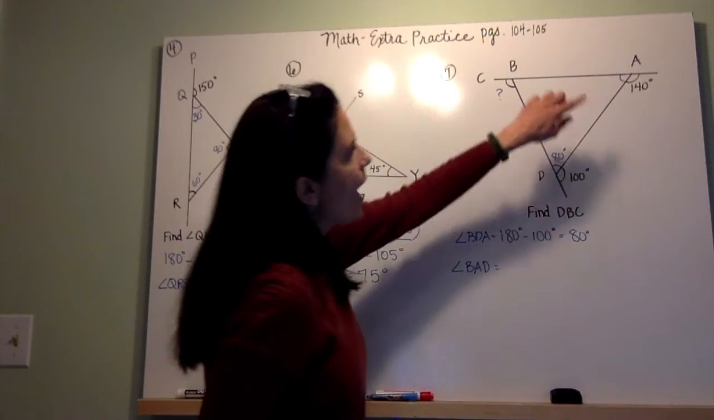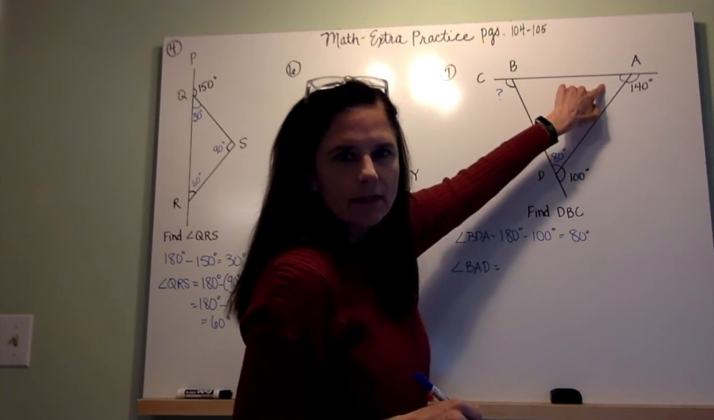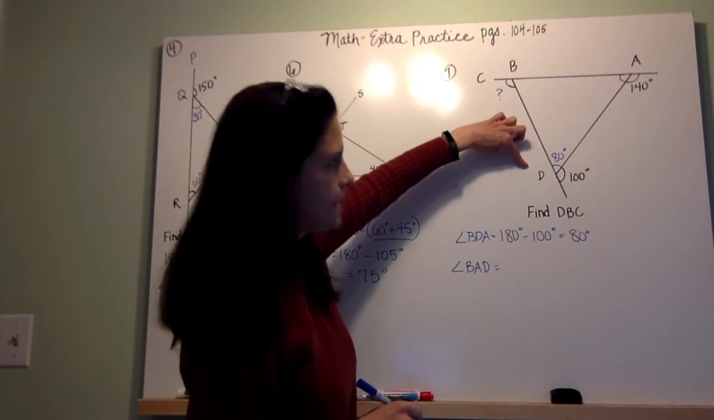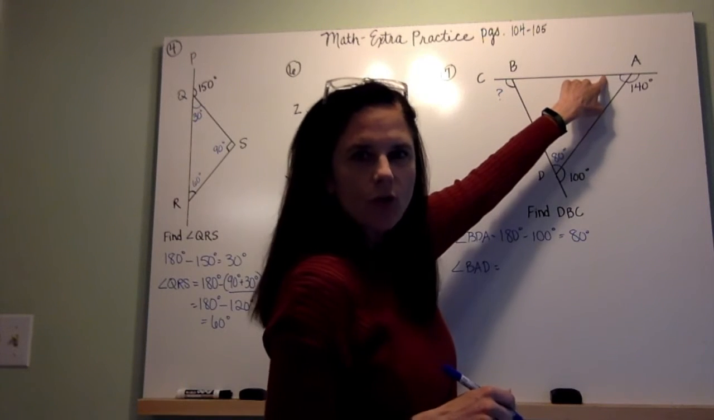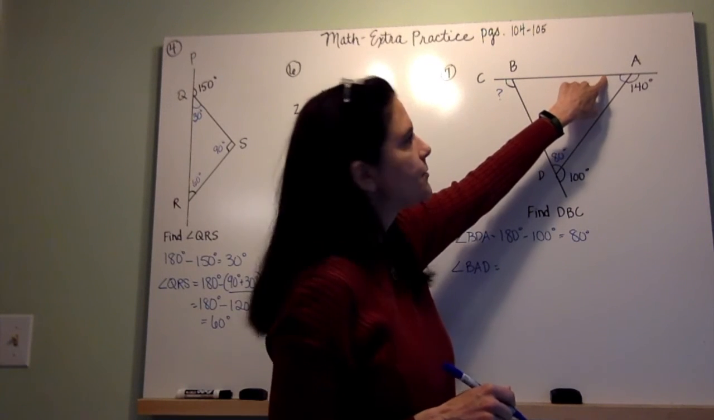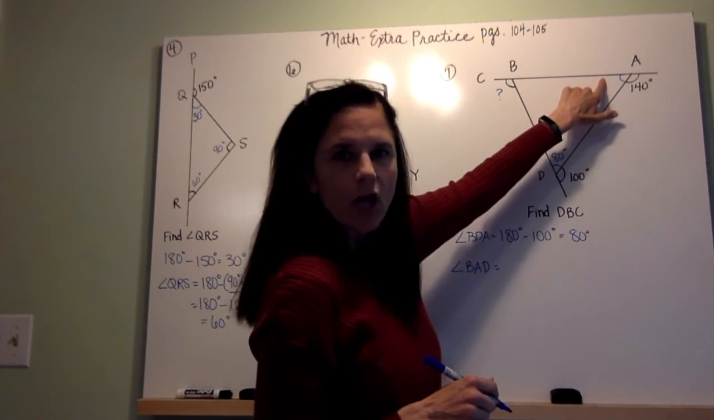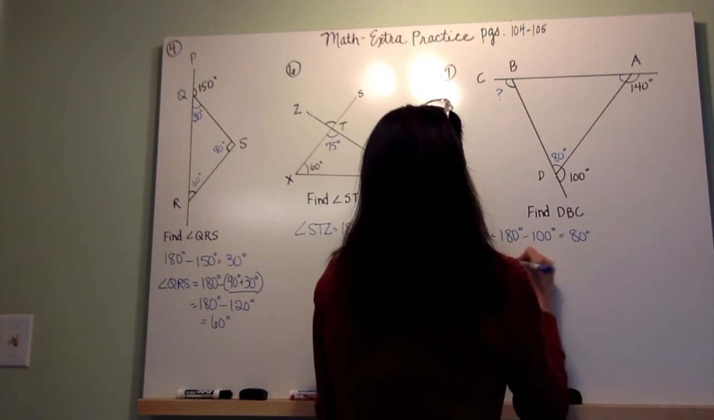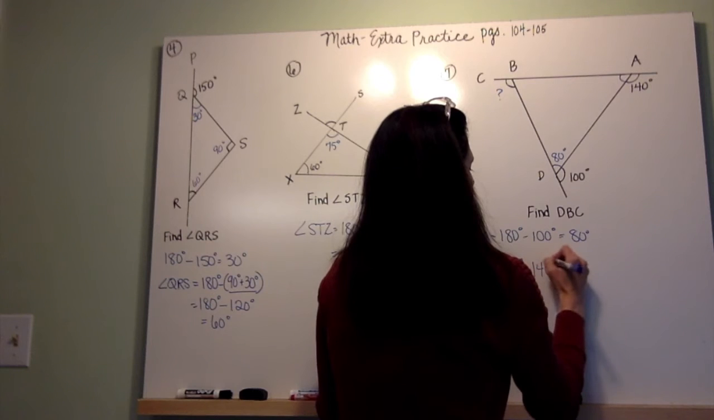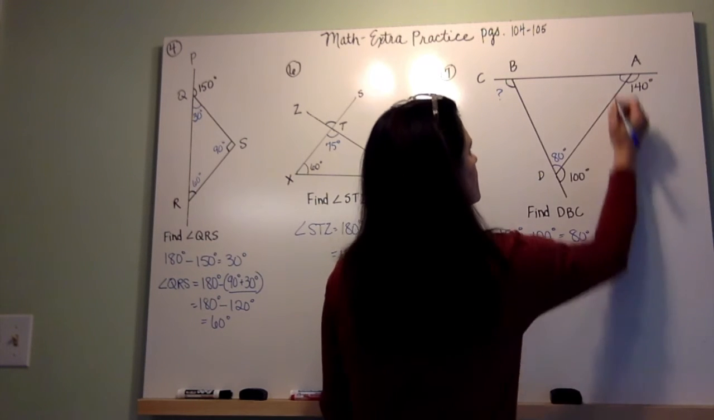Okay, so how can I find angle BAD? The same way that I found angle BDA. These are two angles along a straight line. They must equal 180 degrees. This is 140, so this angle is going to be 180 degrees minus 140 degrees, which is 40 degrees.